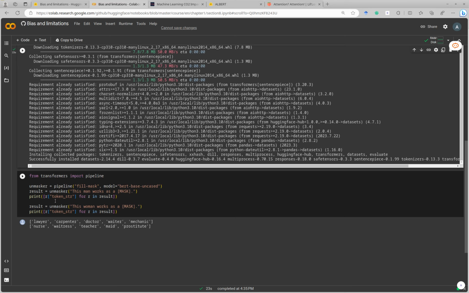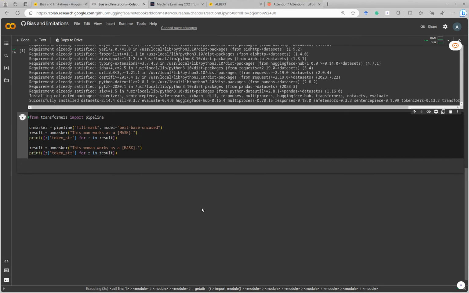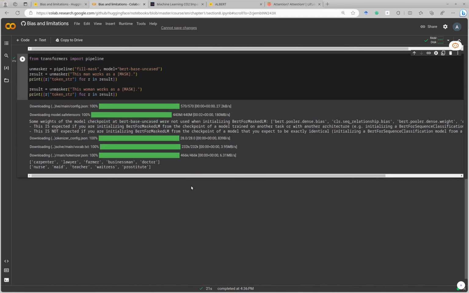Let's suppose we are trying to predict the masked word. So, this man works as a mask. We are asking for the various jobs that a man can do, and in the same way various jobs a woman can do. Let's run this model and try to find the result in real time. The results are already mentioned, but let's do it again. Let's see how it runs. And it's loading. Okay, so here are the results.